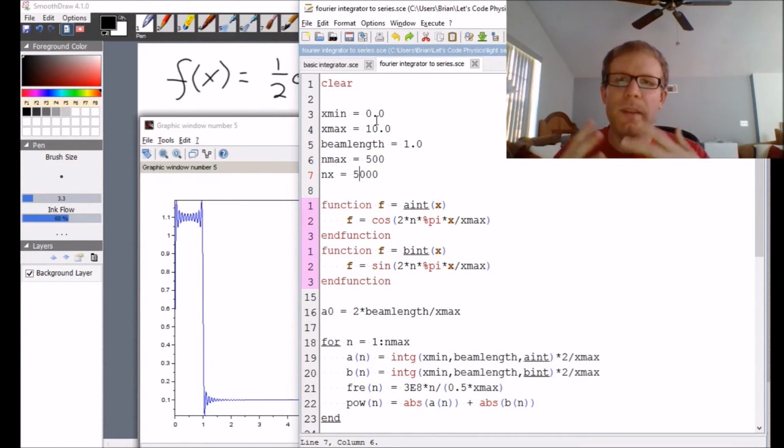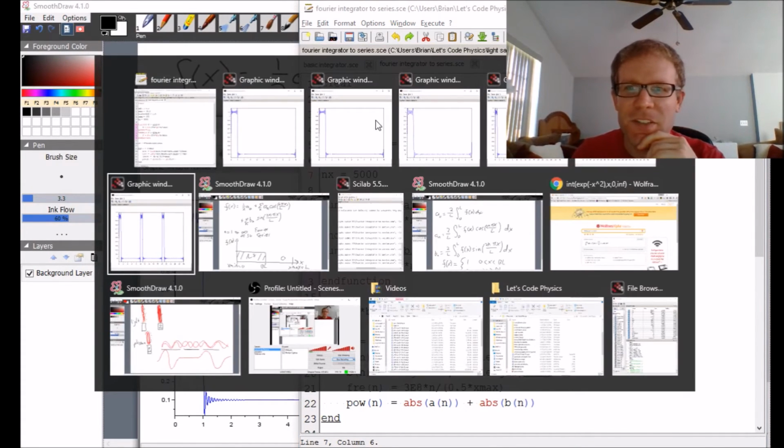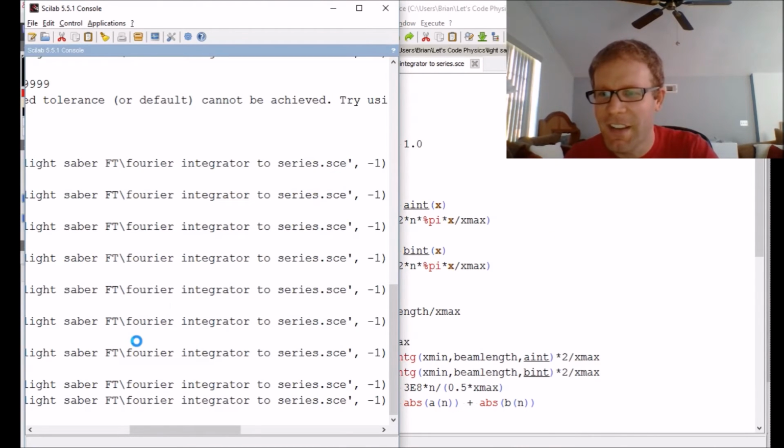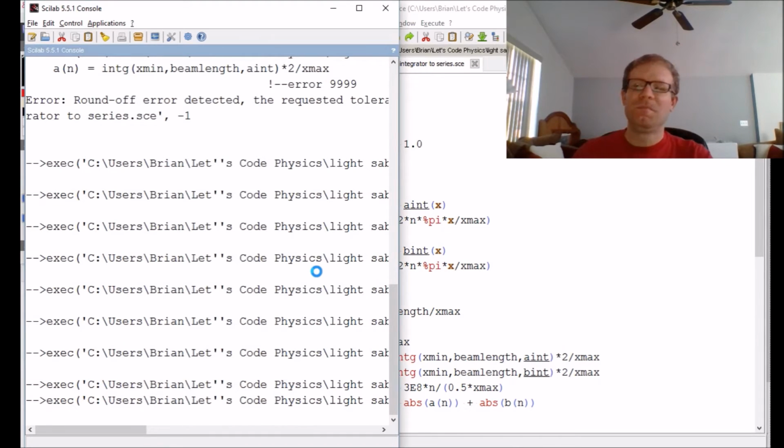Now, of course, the problem is the more steps I include in the code, the more iterations of the loop that I have, the longer the code is going to take. So let's just make sure that this thing is running. Yes, I'm getting the spinning wheel of not quite dead yet.